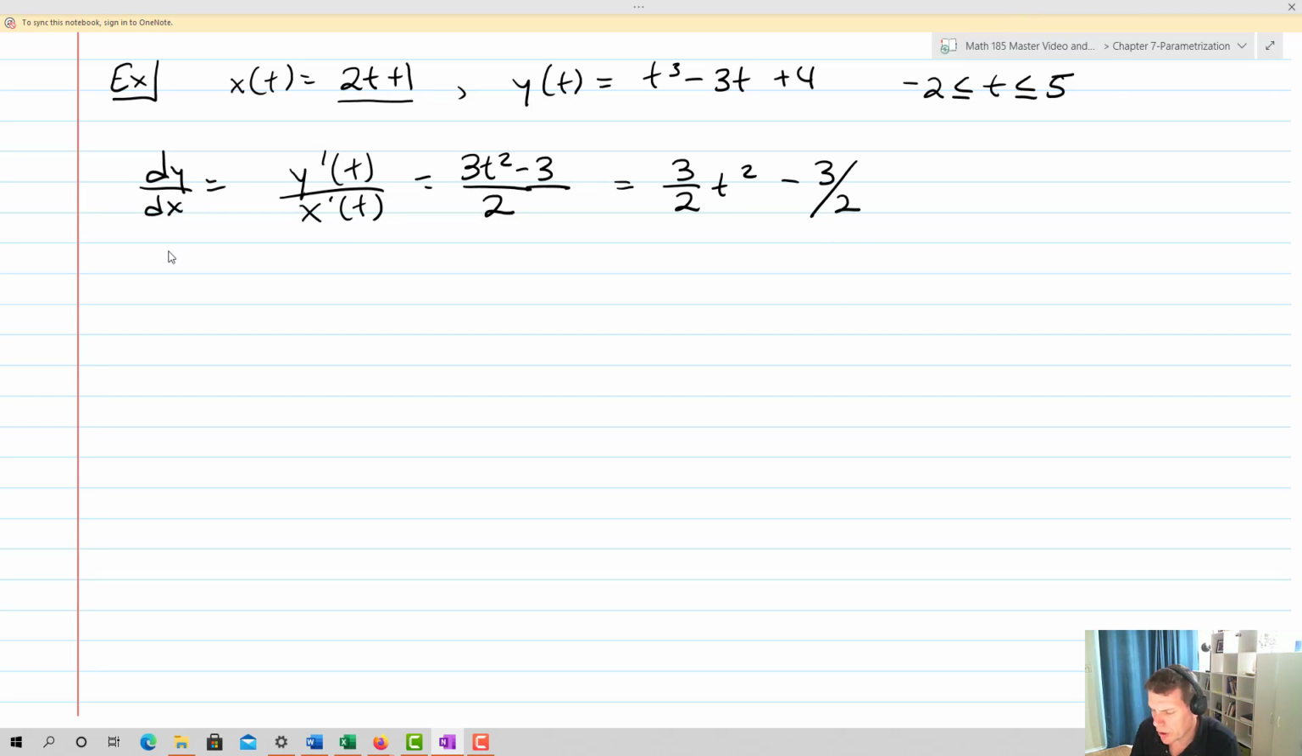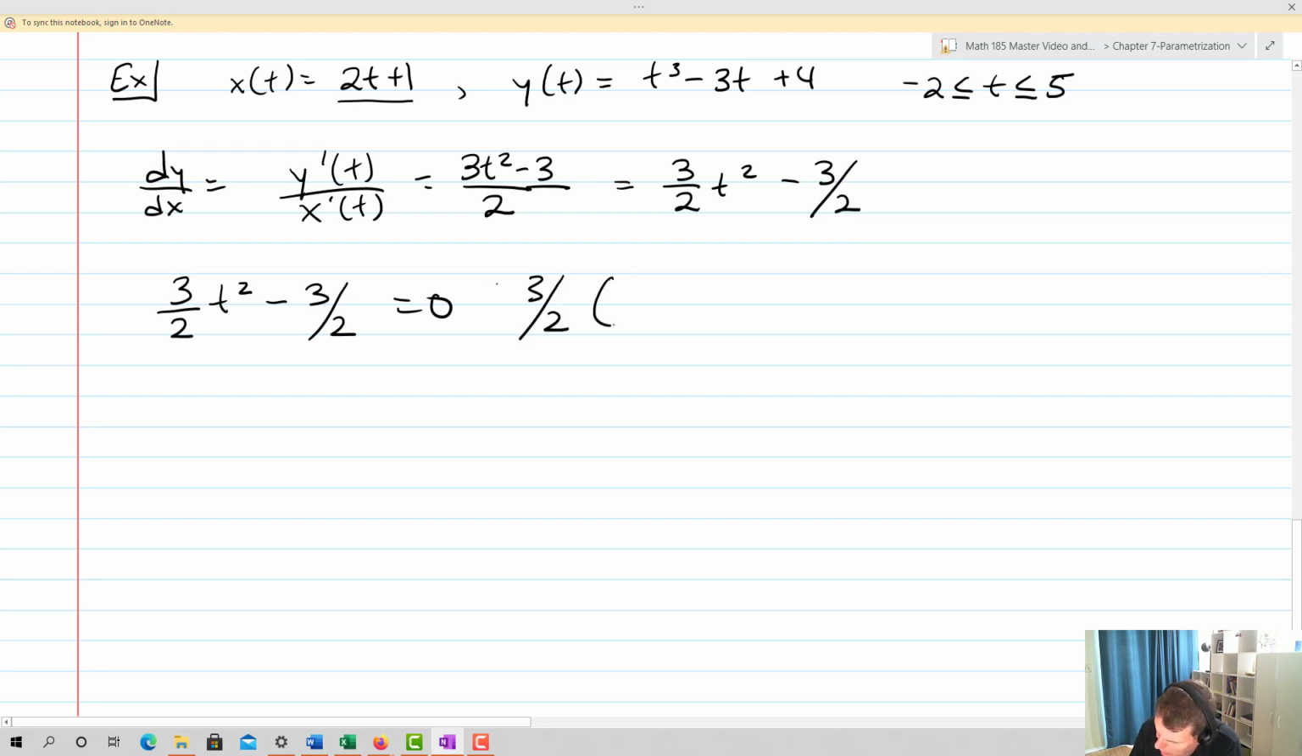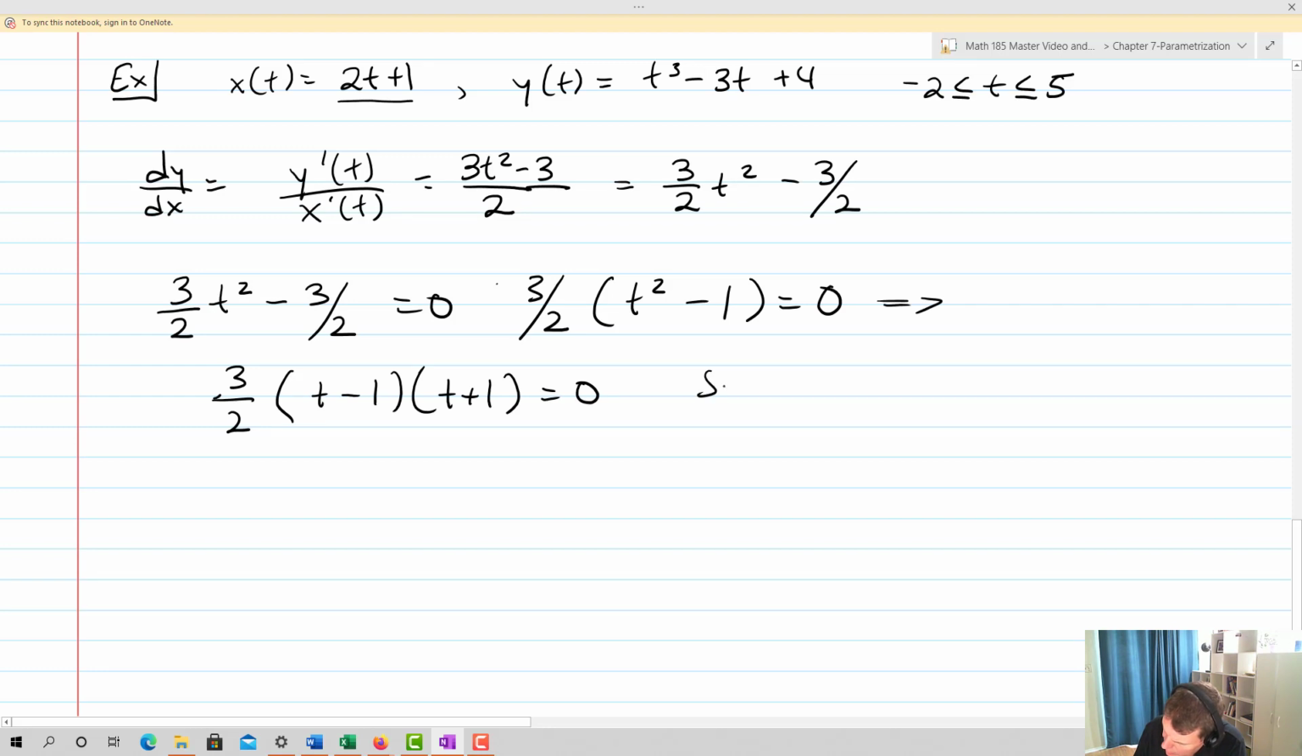If we wanted to look for critical points, we could just set this equal to 0. So we'll say, okay, where is 3 halves t squared minus 3 halves equal to 0? Well, we'll take 3 halves out, and we'll end up with t squared minus 1 equals 0. And so this will then give me that 3/2 times t minus 1 times t plus 1 is going to equal 0. So t will equal 1 or negative 1.